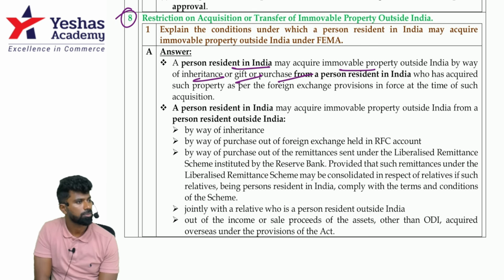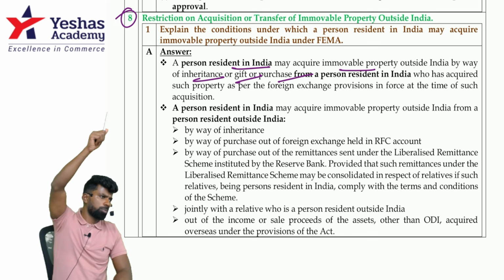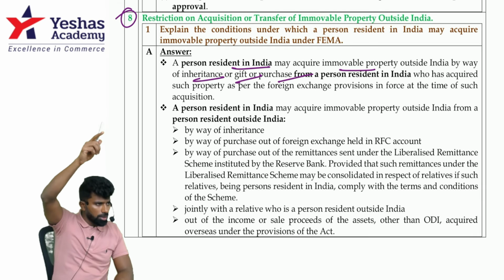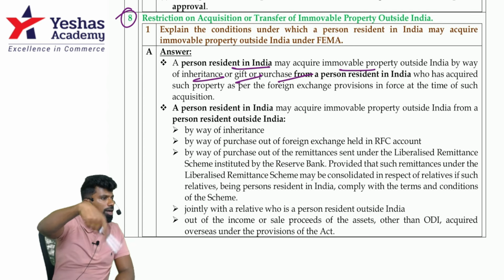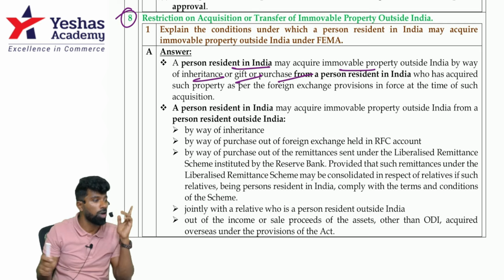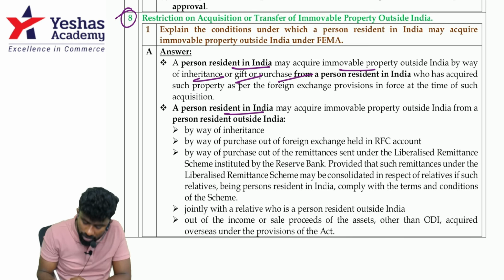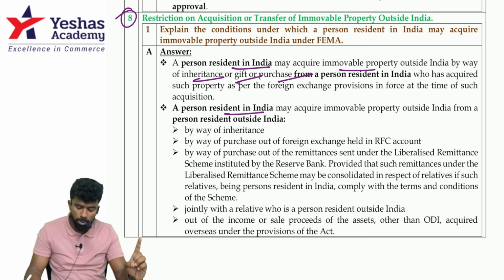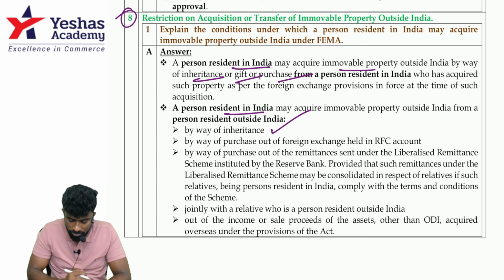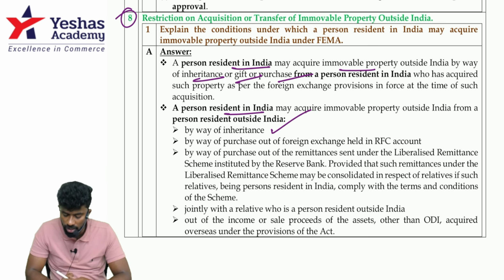I can acquire property outside India from a person who is resident in India, either by way of purchase or inheritance or by way of gift. A person resident in India may acquire immovable property outside India from a person resident outside India, either by way of gift or by way of purchase out of foreign exchange held in the RFC account.